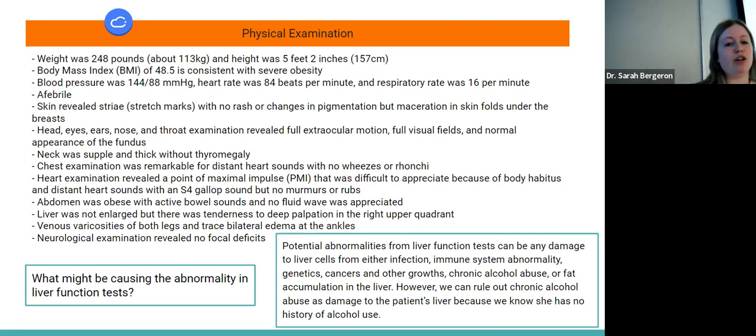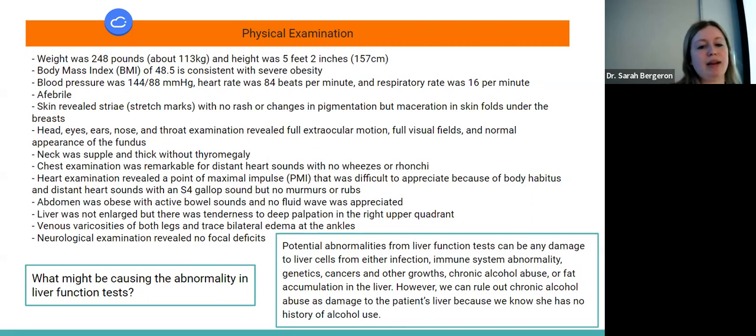Her skin revealed stria, which is stretch marks, with no rash or changes in pigmentation like jaundice. But she does have maceration, moisture, and skin folds under the breast. Her head, eyes, ears, nose and throat examination revealed full extraocular motion, full visual fields, and normal appearance of the fundus, which is the back of the eye. Her neck was supple and thick without fibromegaly.